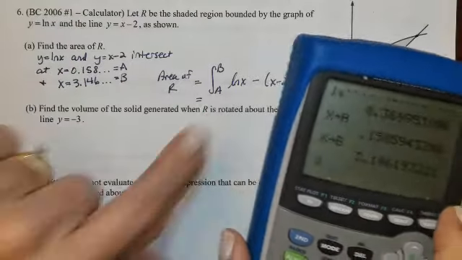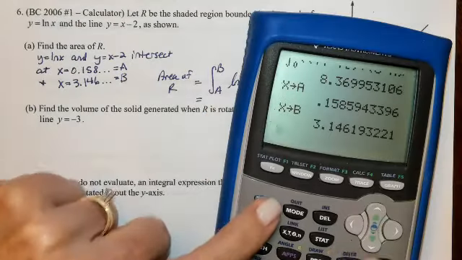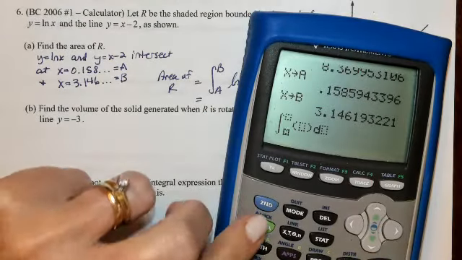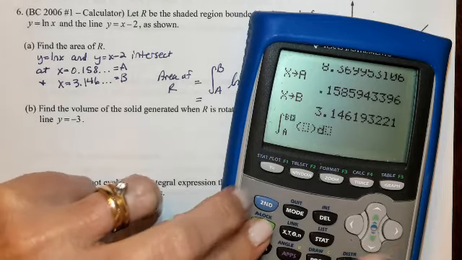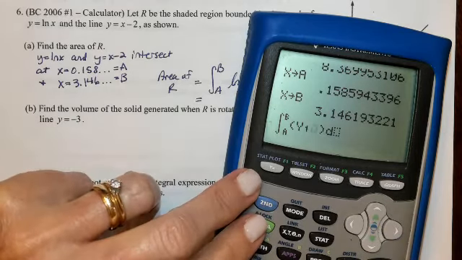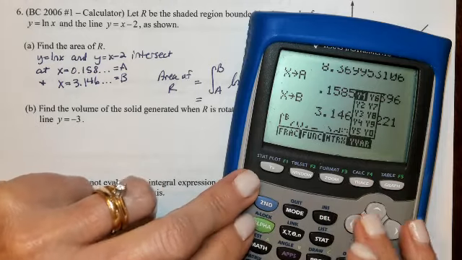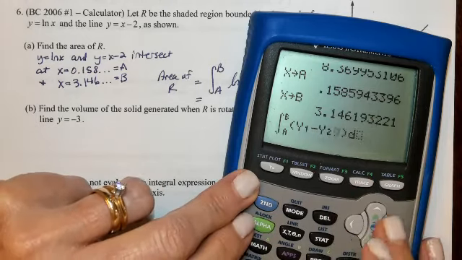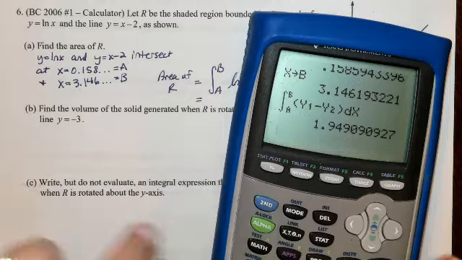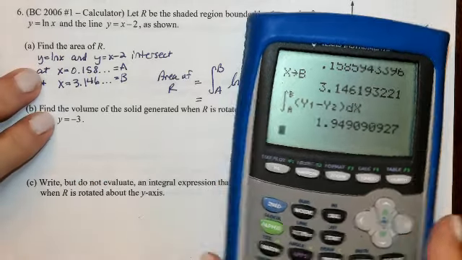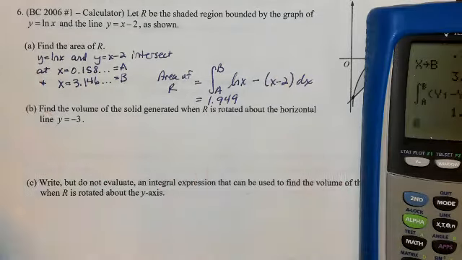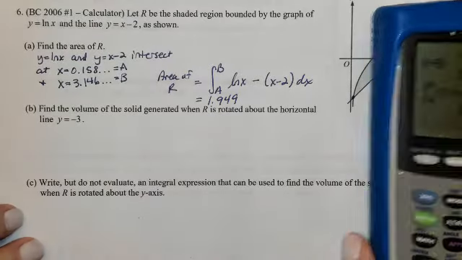And that will be, for us, Math 9, a to b of ln x is my y1 minus the line is my y2 with respect to x, and I get 1.949. Remember, 3 decimal places at least. You can always give more.